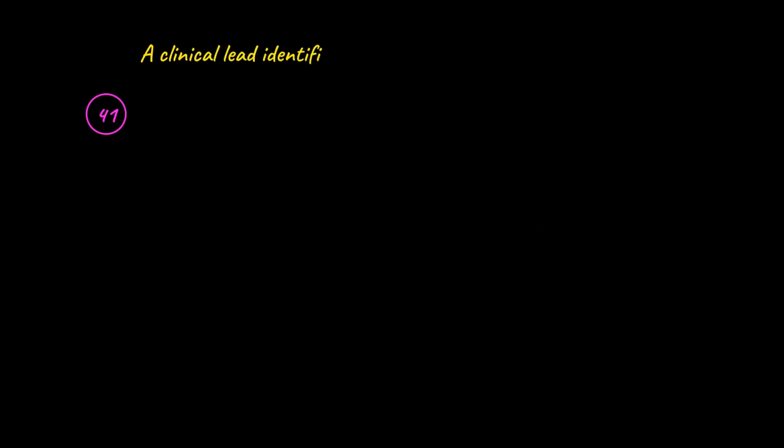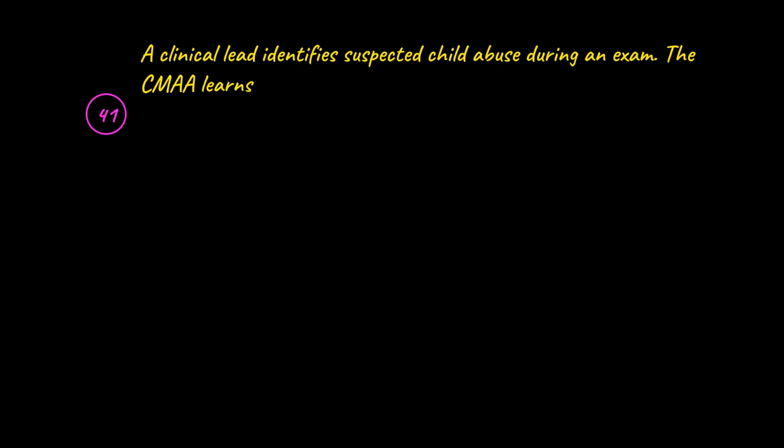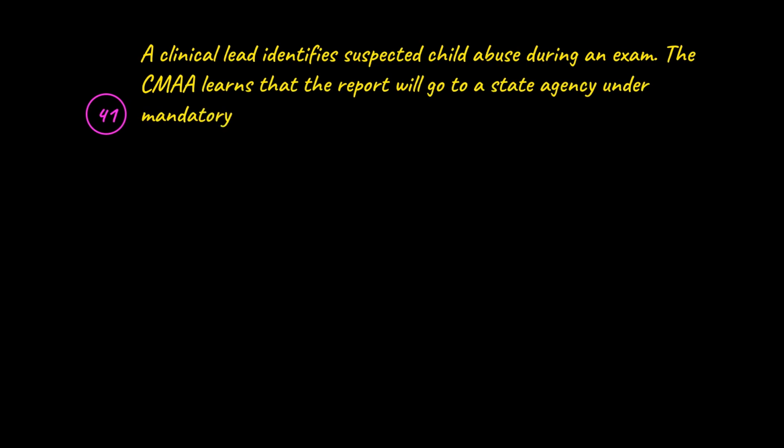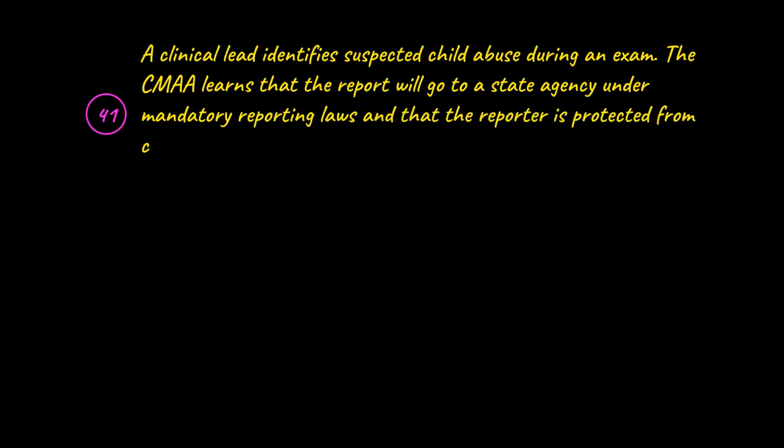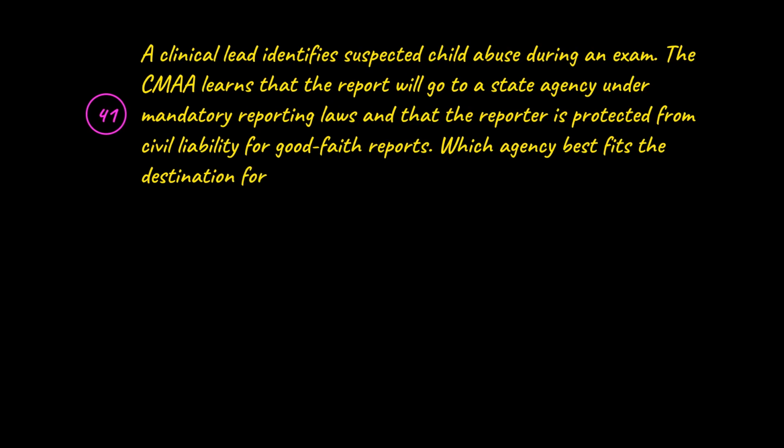Question 41. A clinical lead identifies suspected child abuse during an exam. The CMAA learns that the report will go to a state agency under mandatory reporting laws and that the reporter is protected from civil liability for good faith reports. Which agency best fits the destination for this kind of report?